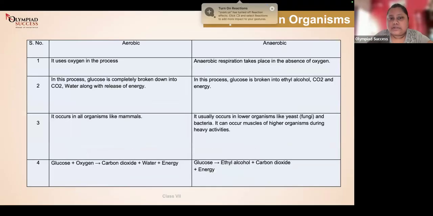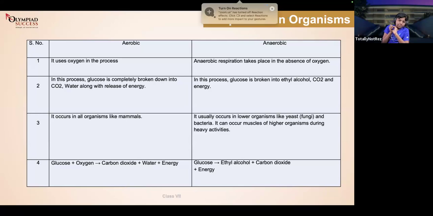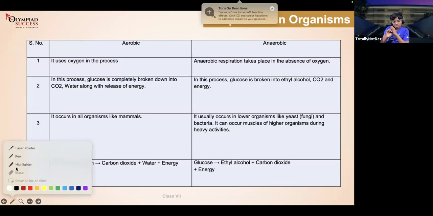Now, please read this difference. Aerobic respiration uses oxygen in the process. Anaerobic respiration takes place in the absence of oxygen. In this process glucose is fundamentally broken down into CO2 and water along with the release of energy. In this process glucose goes to alcohol and energy. It occurs in all organisms like mammals. It usually occurs in organisms like yeast and bacteria. It occurs in muscles of higher organisms during activities. Glucose plus oxygen equals carbon dioxide plus water plus energy. Glucose gives rise to ethyl alcohol, carbon dioxide, and energy.